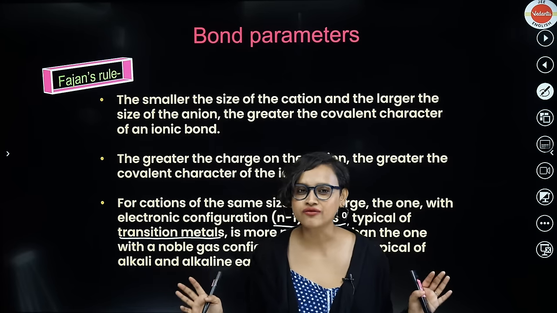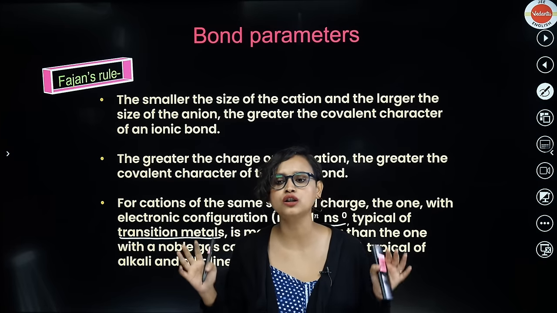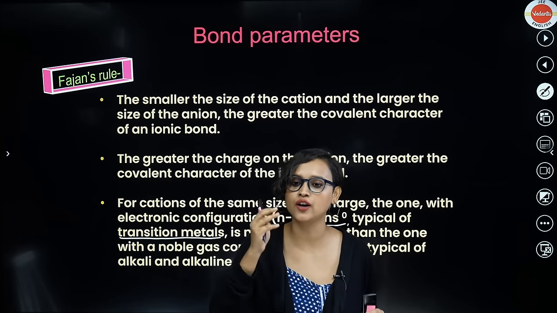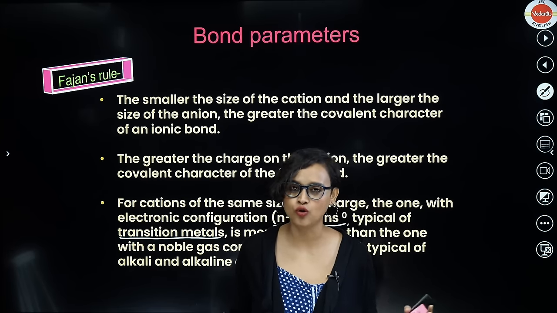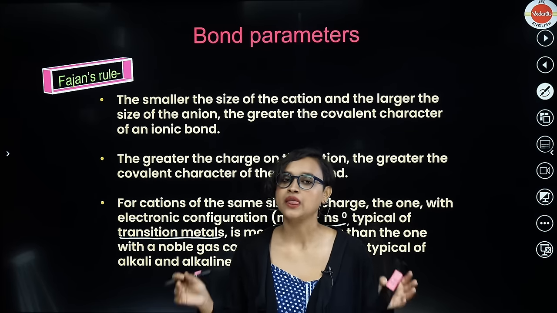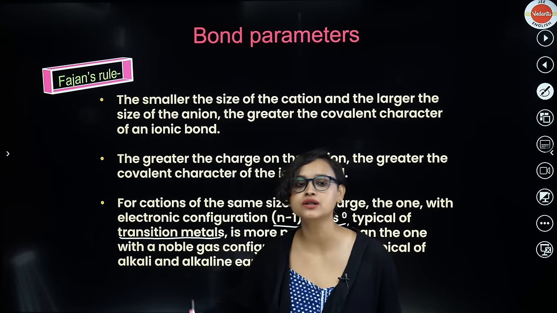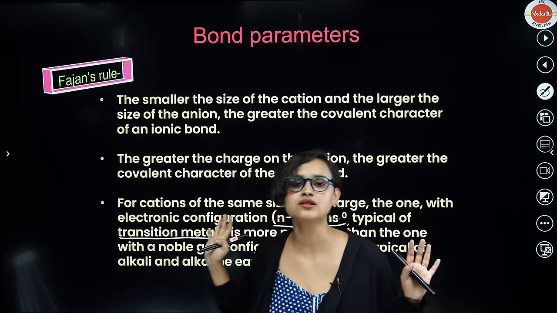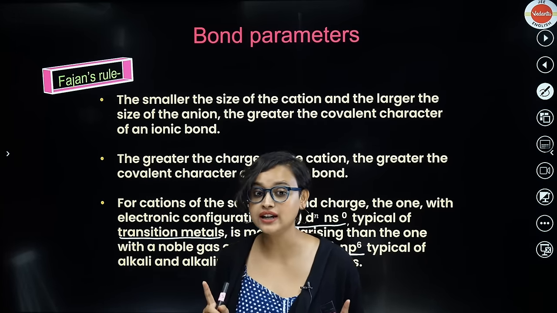So, what is the gist of it? The gist of it is, Fajan said that just as all covalent bonds have some partial ionic character, the ionic bonds also have some partial covalent character. And this partial covalent character of ionic bonds was discussed by Fajan's rule. Getting it? Yes. Now Fajan's rule, very important.